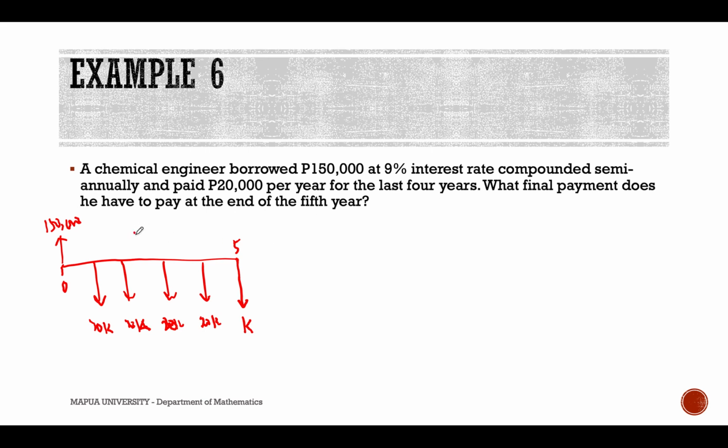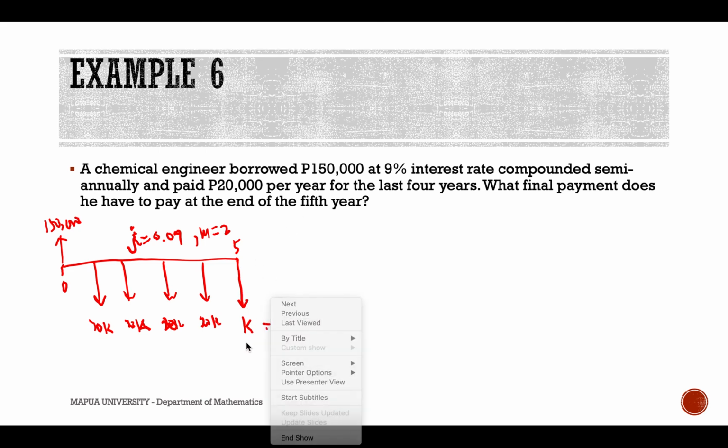The interest is 9%, so that will be 0.09. Wait, this is compounded semi-annually, so we take this as our J, and then the compounding period will be 2. This is what we want to know.